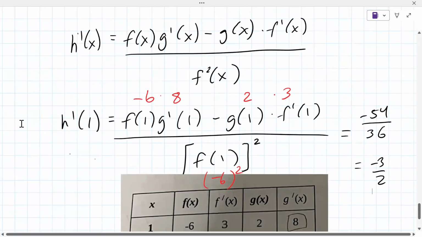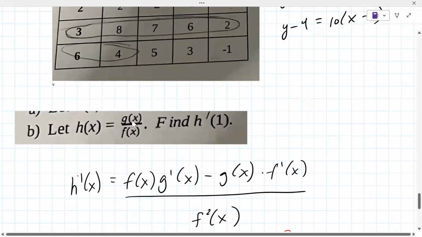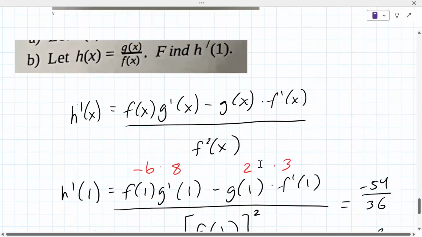Yeah, if the teacher were to change this, like make it a product rule, or switch F and G from top to bottom, that's an easy thing to change, and it really doesn't impact the answer that much.